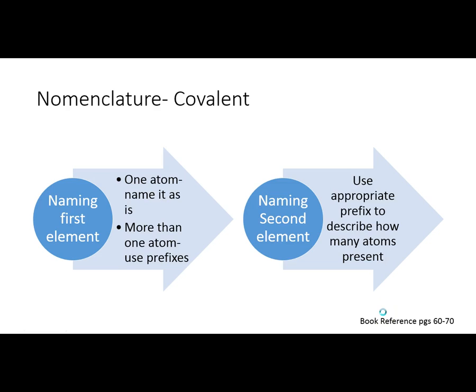Next, covalent. Covalent is actually, I think, a lot easier. Naming the first element, you're going to keep the name as it is. If it's more than one, then all you have to do is use the correct prefix. Those are the similar ones we talked about last year. Mono, di, tri, and so forth. For the second element, you always have to use a prefix. If there's 1, or if there's 100, you have to use the correct prefix to state how many of them there are. Very basic, very straightforward.